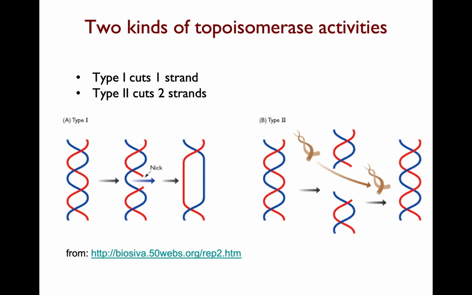Among the topoisomerases, there are two kinds. They're called, in a very cryptic way, type 1 and type 2. Type 1 topoisomerases cut one of the two strands and swivel around the other one. So if you have an overwound circle, you can swivel around this hinge and it will relax, and then it reseals. That's the type 1 topoisomerase. The type 2 topoisomerases cut both strands, pass one double helix through the gap, and then reseal it on the other side.